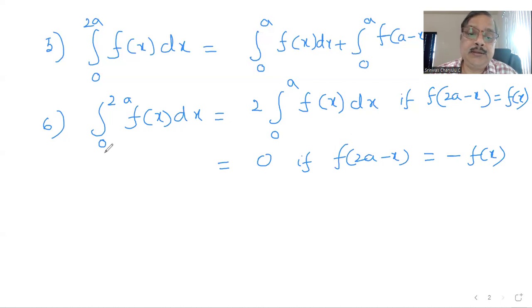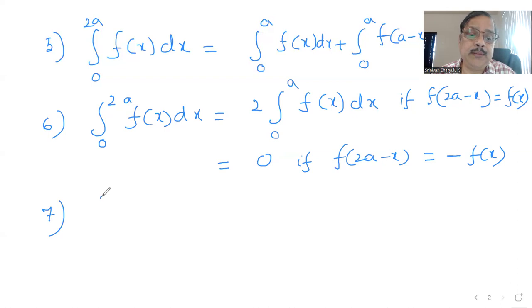If there is a definite integral 0 to 2a f of x dx, this can be written as 2 times integral 0 to a f of x dx if f of (2a minus x) happens to be f of x, or it becomes 0 if f of (2a minus x) is equal to minus f of x. While proving this property, we will understand this.